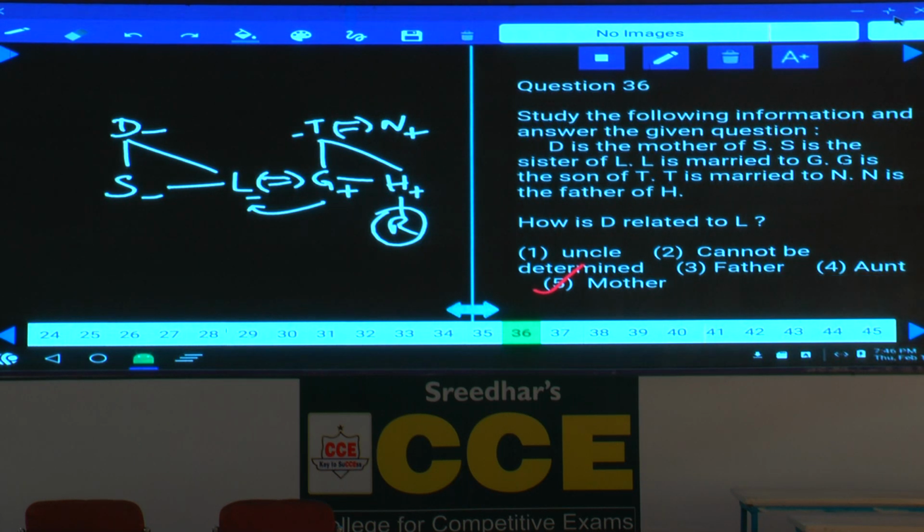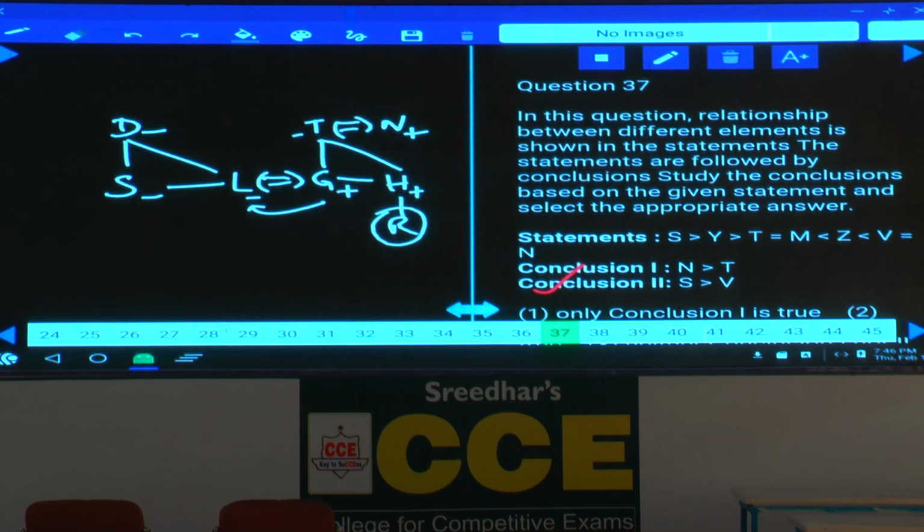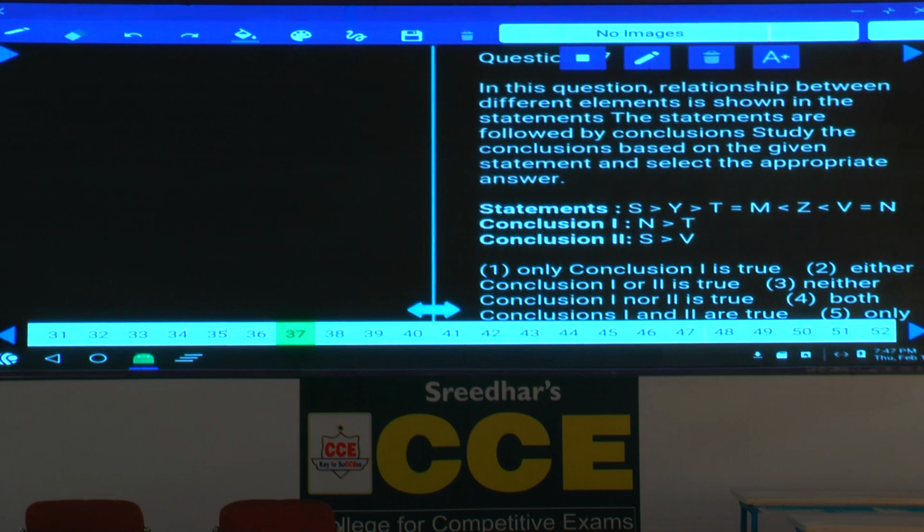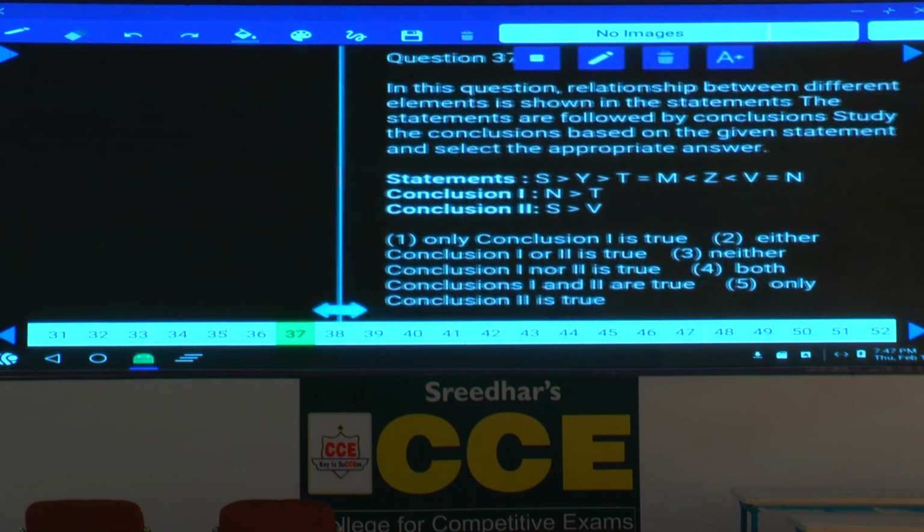Another choice 5 is the answer. Question numbers 34 to 36. Then 37 to 41. These 5 questions are based on coded inequalities. Now, in this 37 to 41.